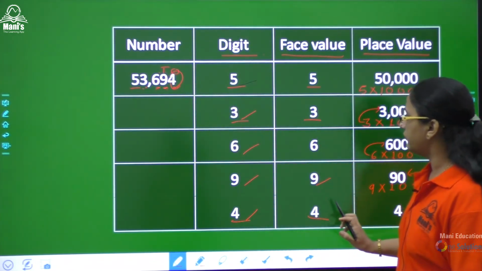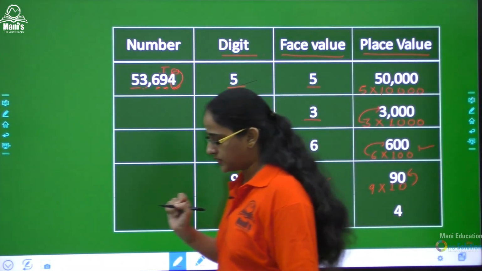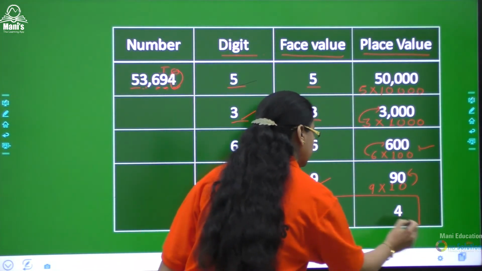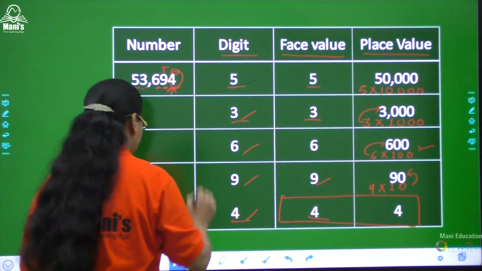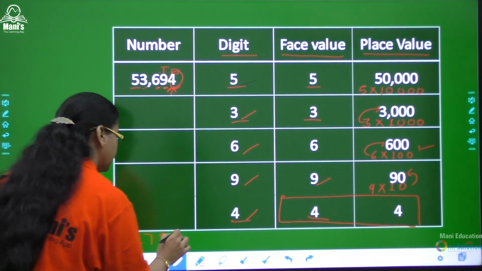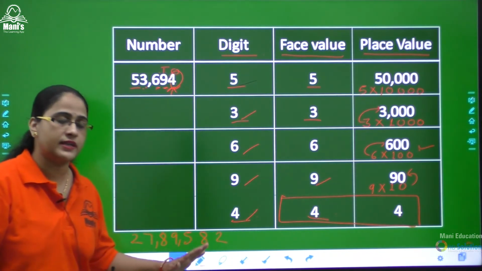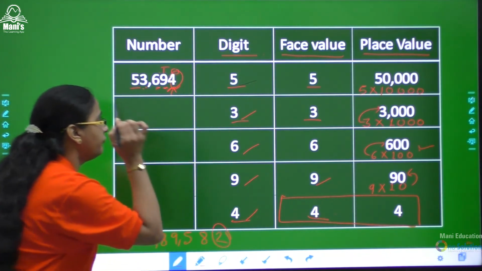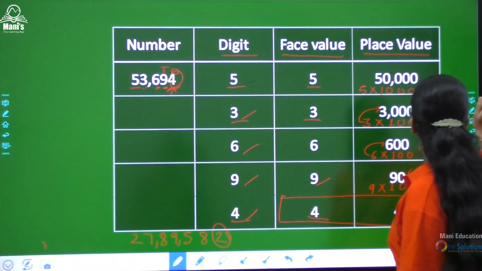So the digit is 4, face value is also 4 and the place value is also 4. So it is very important: in an objective question, a question can come where the face value and place value are equal. At the ones position, any number is written. In place of this, if I am writing 2, 7, 8, 9, 5, 8, 2, in this also any number is there, face value and place value both will be the same only at the place of ones. For the others, face value and place value are different. Okay?